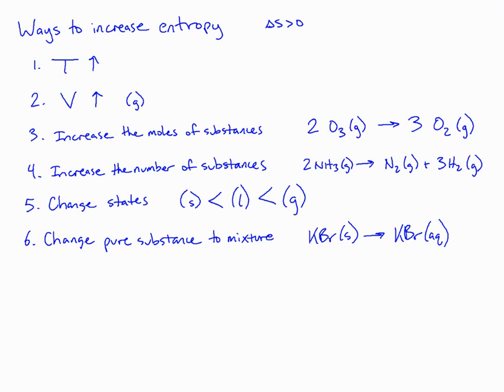Increase the temperature, increase the volume if it's a gas, increase the number of moles of substances, changing states, and changing a substance to a mixture, like dissolving it in water. These are all ways to increase the entropy, ways to have more ways to arrange it. Basically, there's more ways you could arrange KBr when dissolved in water than when it's, say, a solid piece of ion. And so these will help you as you look at numbers 1, 2, and 3.